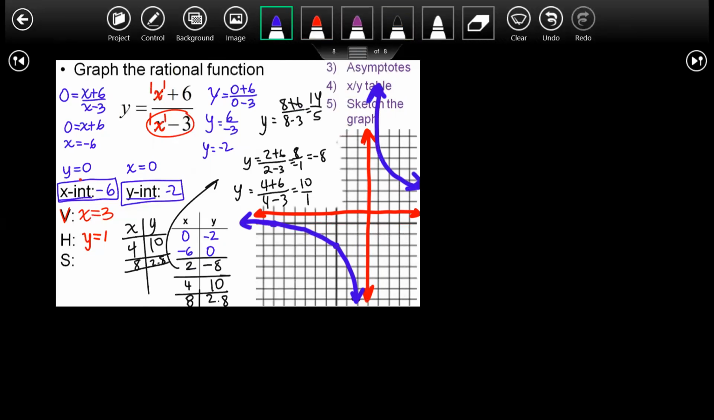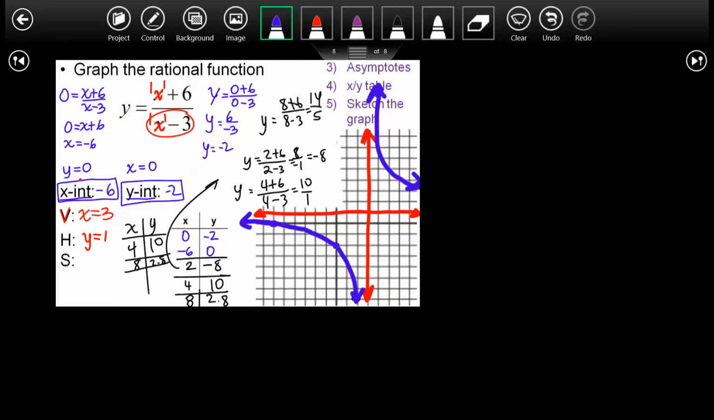So there's only ever 2 points for that. You can do more. You can do 5, 6, 8, 10. The more points you do, the easier it is going to be to graph it. So if you want to do more points, absolutely. Do we have to? I plugged 8 into my function and got 14 over 5, which is 2.8.